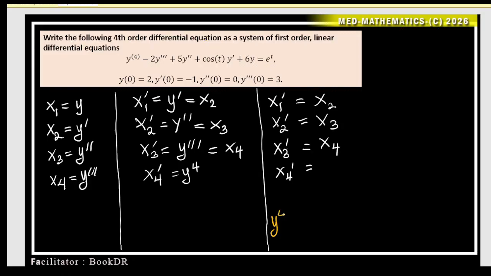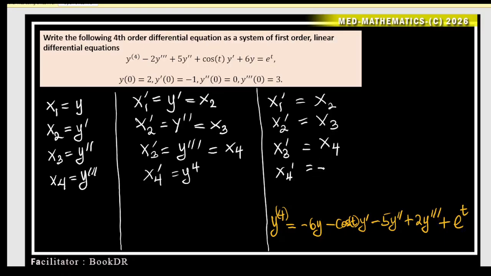So we'll make y to the fourth order the subject from the original differential equation. So y to the fourth order is equal to minus 6y, then minus cos t y prime, minus 5y double prime, plus 2y triple prime, then plus the exponential function e exponent t. So since y to the fourth order is equal to this expression, we'll write x4 prime, which is equal to y to the fourth order. We'll write it using this expression. But remember, because we want to write it in our new variable, the y's and the y derivatives within this expression will be written in terms of x.